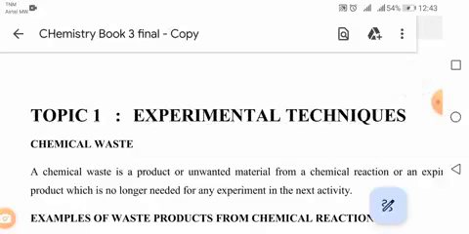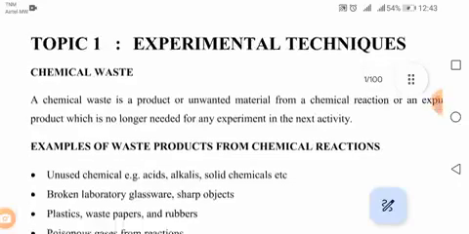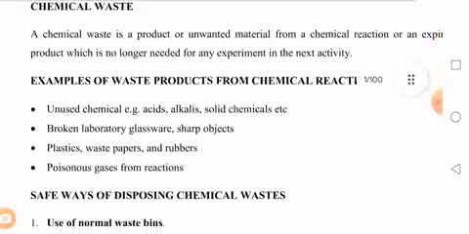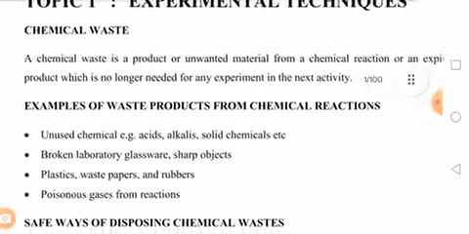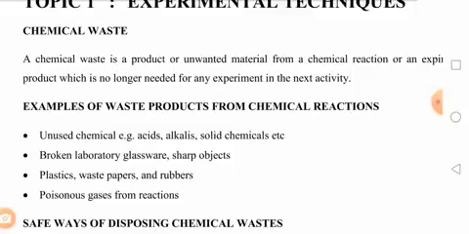Chemical waste is a product or unwanted material from a chemical reaction. So, examples of chemical waste from chemical reaction can be unused chemicals, for example, acids, alkalis, that is bases, and solid chemicals. So, an unwanted material or product from chemical reaction, that's chemical waste.